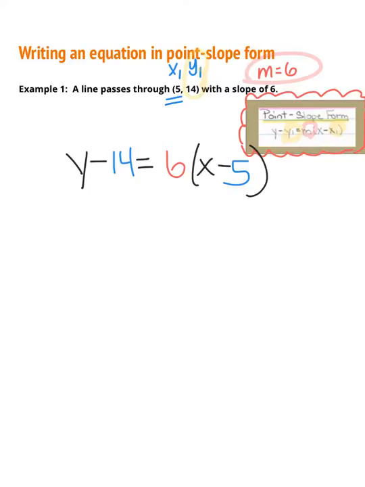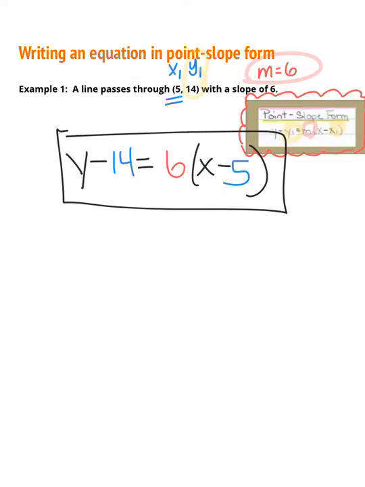Notice where those two pieces are. The 5 is grouped in with the quantity of x, because it is an x value. The 14 is on the other side of the equation with the y, because the 14 is a y value. And our slope is in front of the x quantity. Now this is point-slope form, and if this is what they wanted the line written in, then we are good to go. That's your final answer.